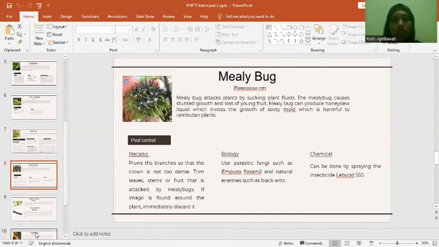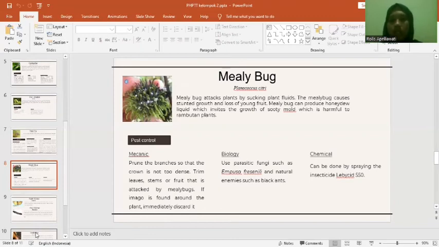Pest control, mechanical. Prune the branches so that the crown is not too dense. Trim leaves, stem, or fruit that is attacked by mealybugs. If imago is found around the plant, immediately discard it. Biological control uses Empusa and natural enemies such as black ants.